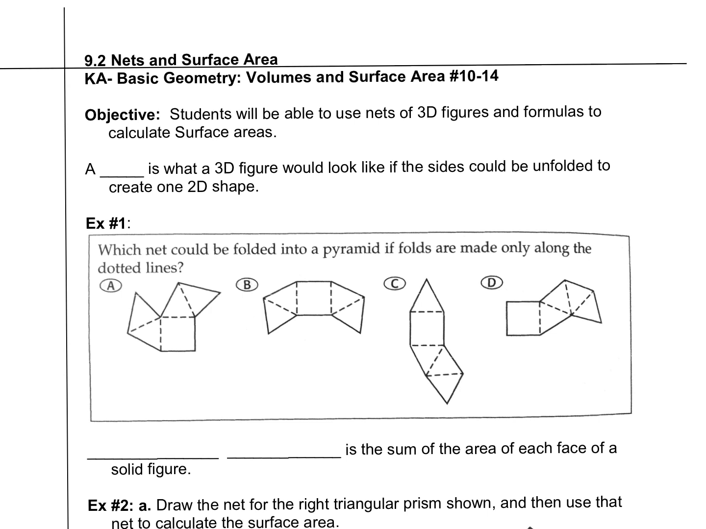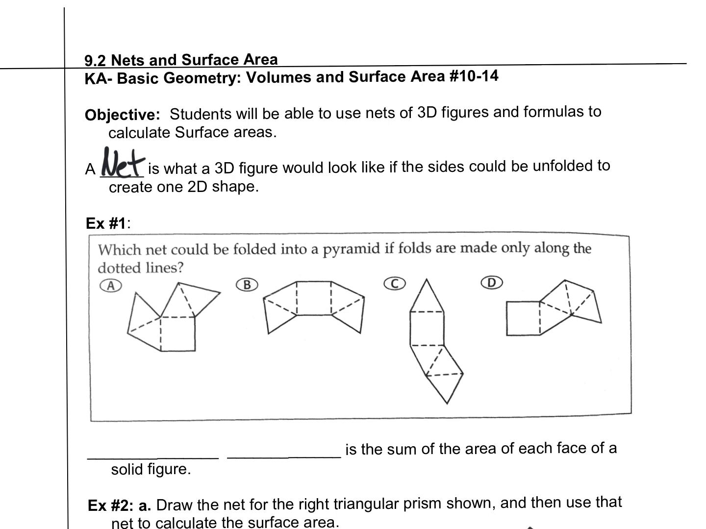All right, Integrated Math 2, nets and surface area. Objective: students will be able to use 3D nets, 3D figures, and formulas to calculate surface areas. This first term here is called a net. That's what a 3D figure would look like if the sides could be unfolded to create one 2D shape.